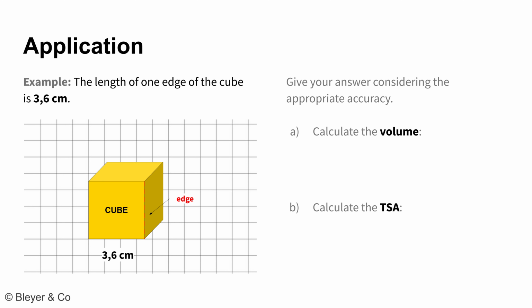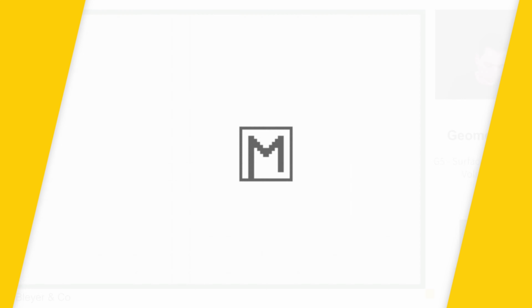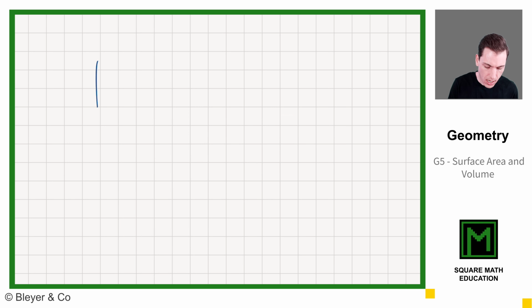We have here a cube, and each side of the cube is 3.6 centimeters. Can you find what is the volume and the total surface area? Let's try it together. Let's start by sketching our cube.